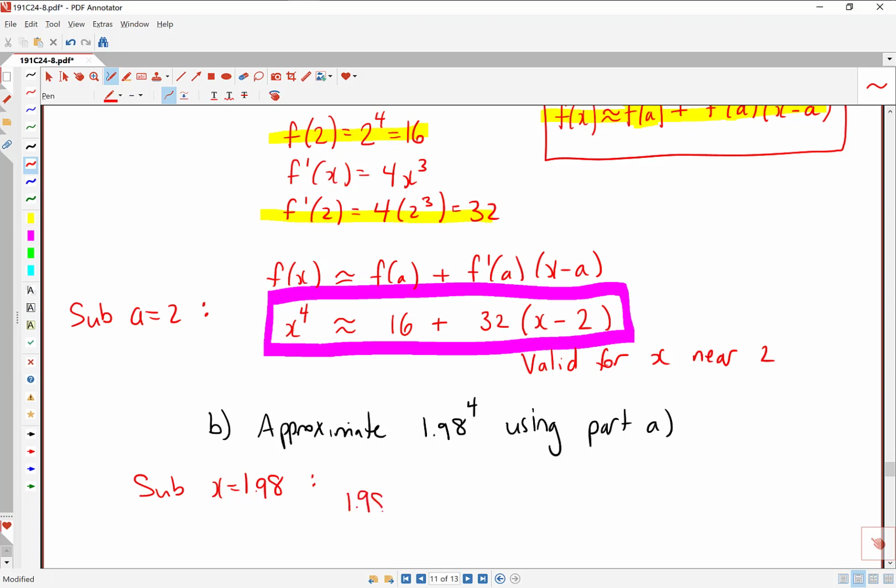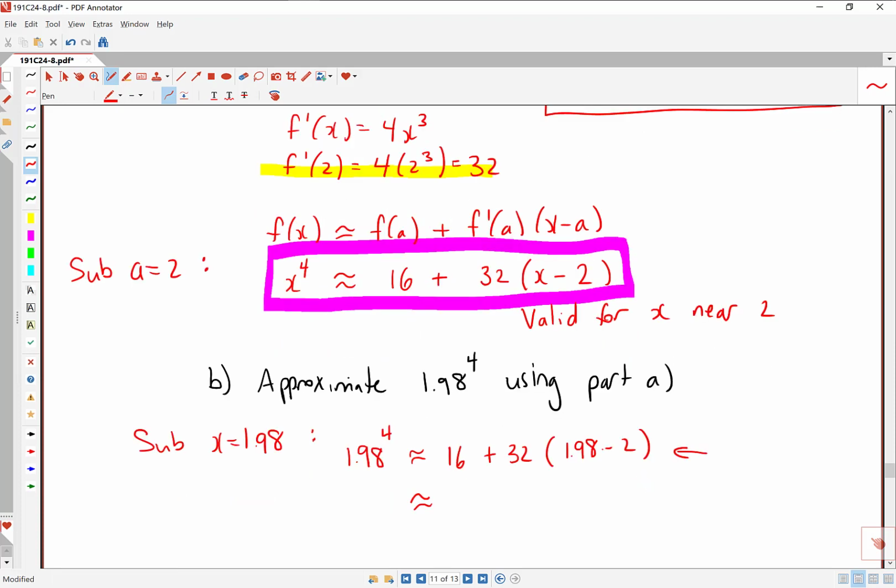So we're saying 1.98 to the 4th is going to be approximately equal to 16 plus 32 times 1.98 minus 2. So you can take that to your calculator. That comes out to about 15.36. And if you want to confirm whether this linearization process really works, you could just directly type 1.98 to the 4th into your calculator and figure out, does that work? And the answer is, yeah, it does. It's just off by 1 digit, I think, in the second decimal place.